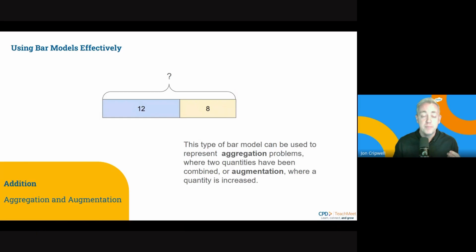But here it's exposed, but we can see the two quantities that we've got here, 12 and 8, and what we're looking for is the total. And again, this isn't a method, it's just showing what might be happening in the problem. And we'll look at some word problems later just to see how this might line up.